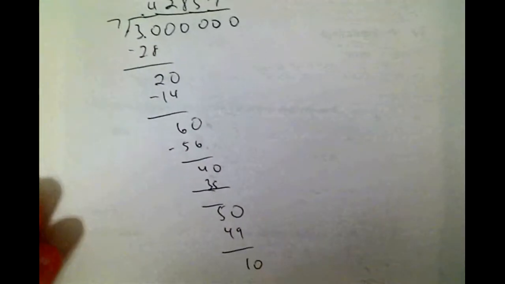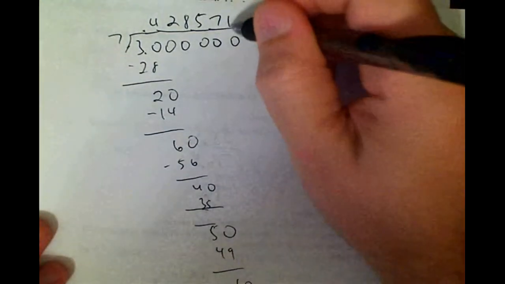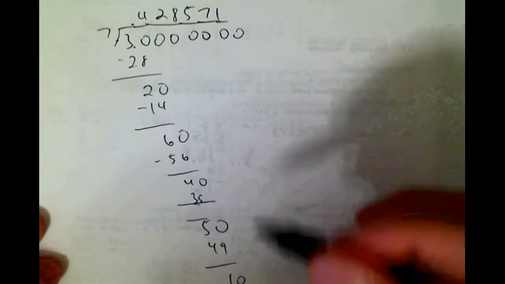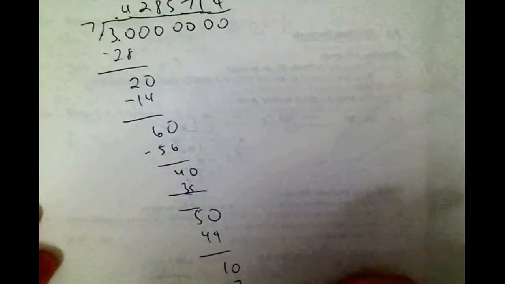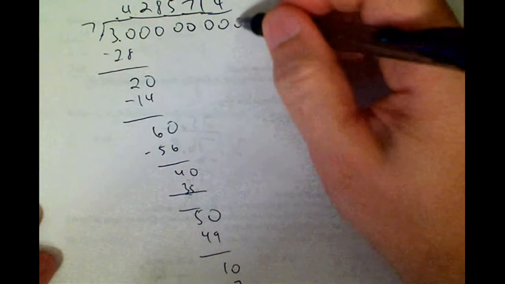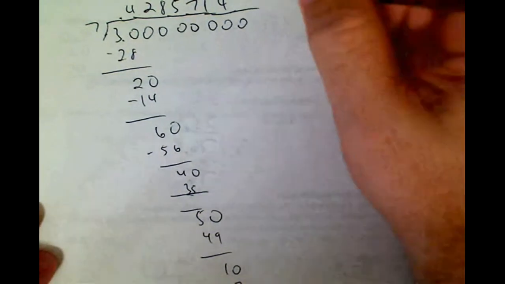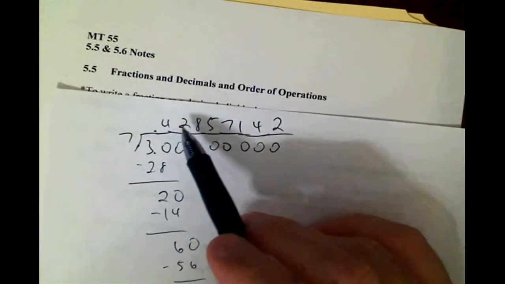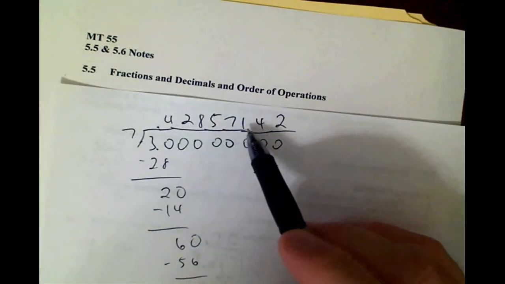You see something going on here? It's taking us a long time. Seven goes into 30. I'll have to do a few more digits. 7 goes into 20. Now, if you notice something, I'm seeing the same numbers. 4, 2, 8, 5, 7, 1. 4, 2, can you guess what the next one's going to be? 7 goes into 60 8 times.